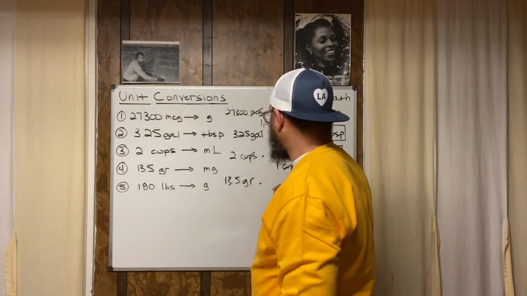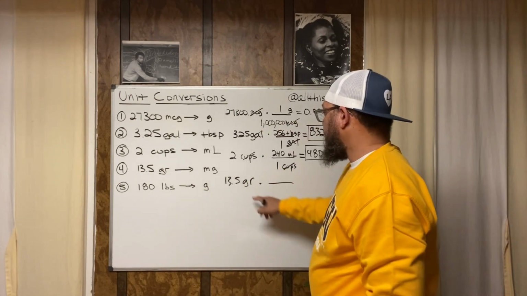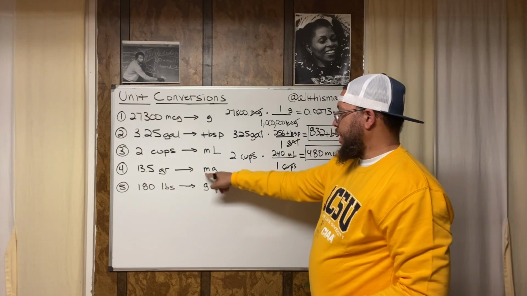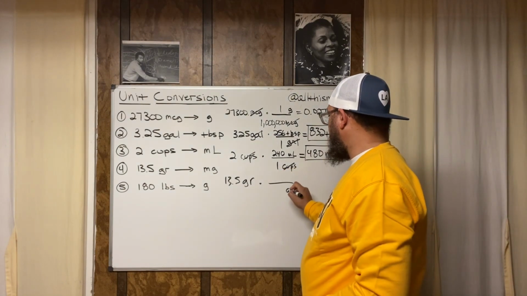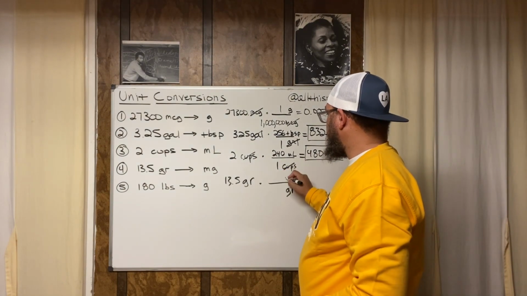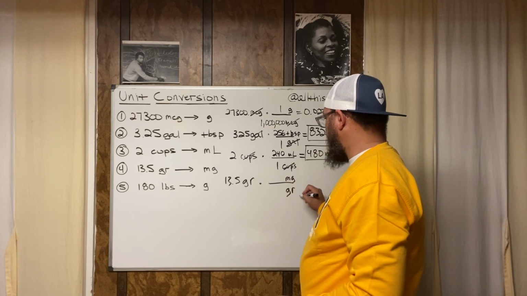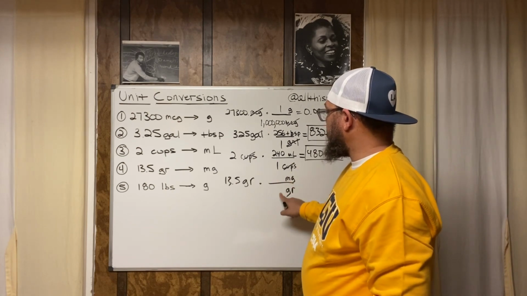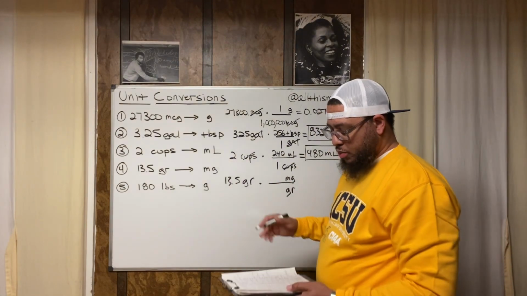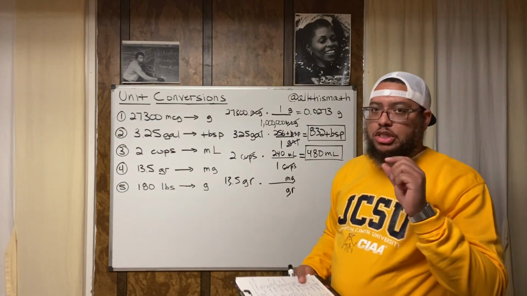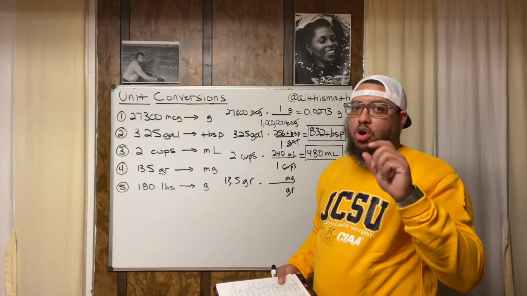Do your multiplication sign, fraction bar. I'm trying to get rid of grains and get into milligrams. So I put GR at the bottom, right? Put milligrams on top, right? Now, what's the conversion rate between grains and milligrams? Grains is a very small quantity. 1 grain is a very small quantity, right?